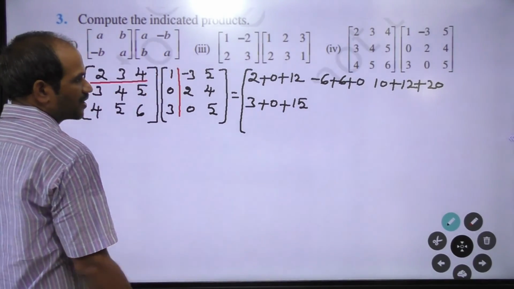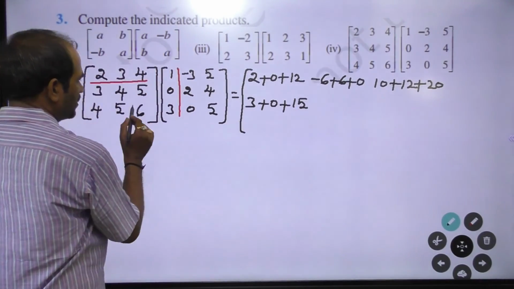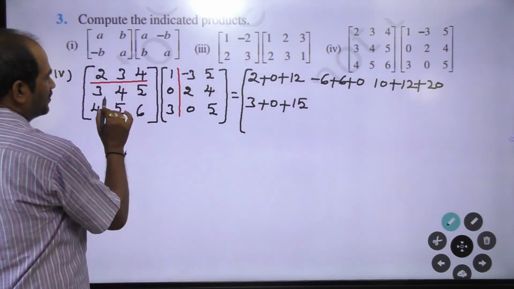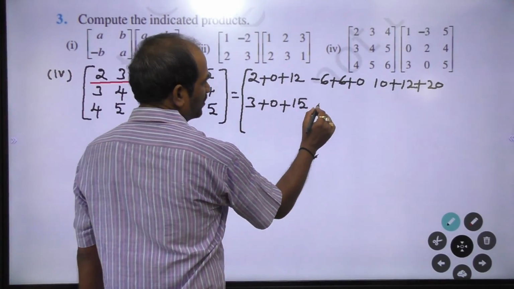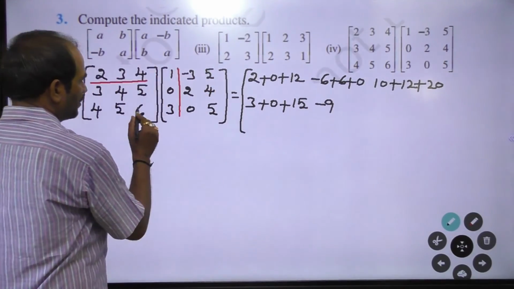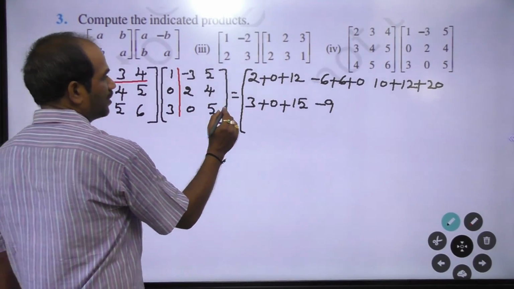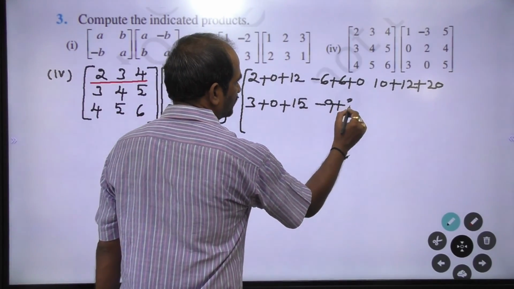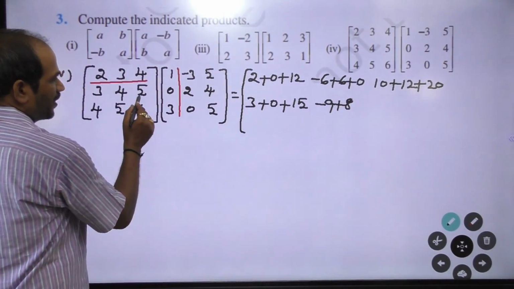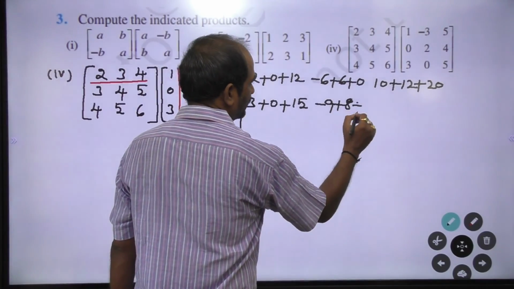Okay. Next element is second row, second column. So 3 into minus 3 is minus 9. Next value, 4 into 2 is 8. Next one, 5 into 0 is 0.